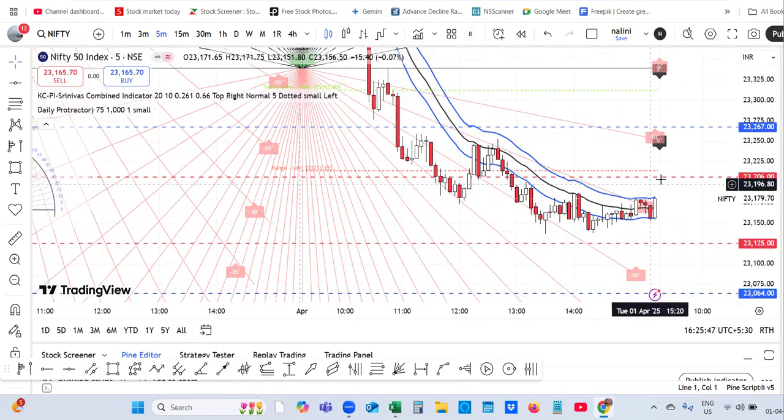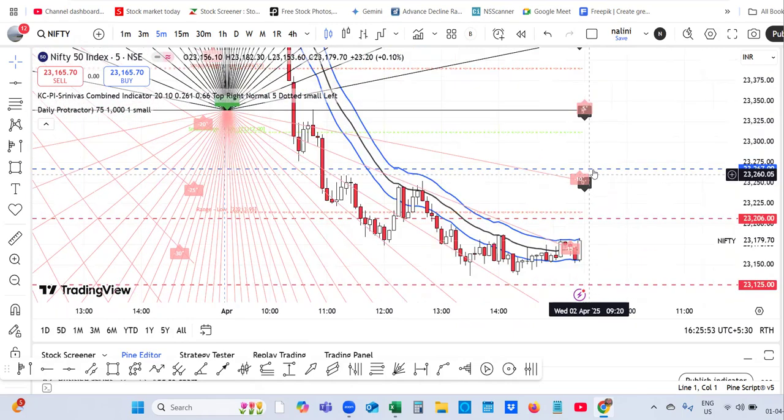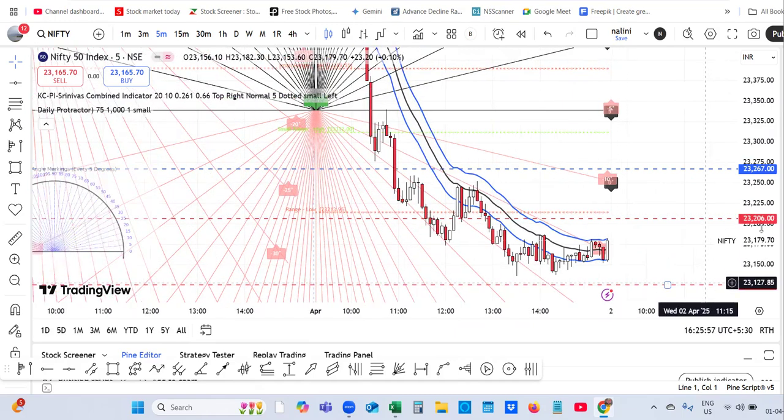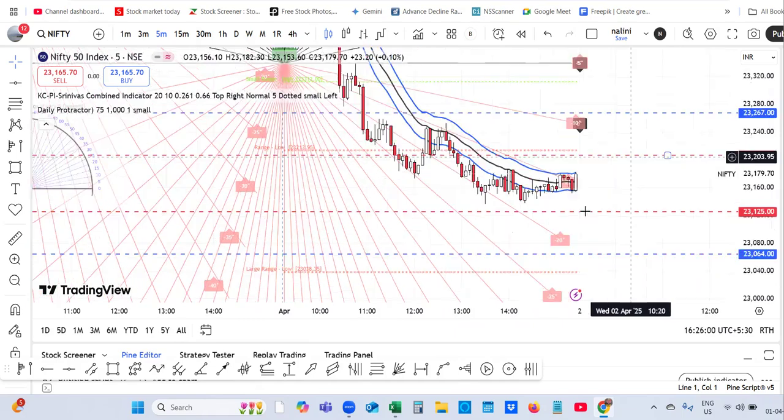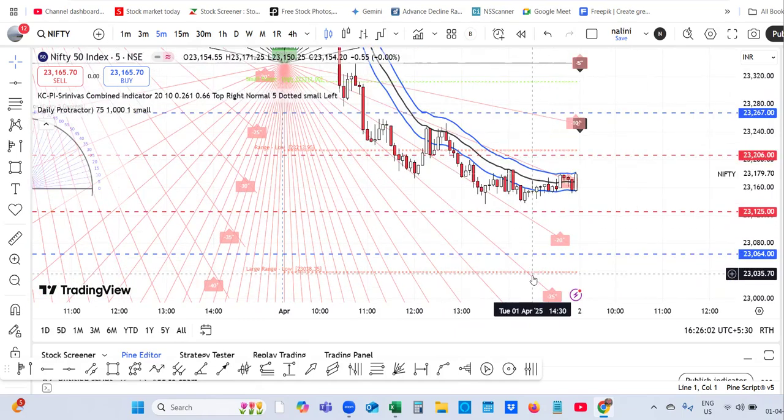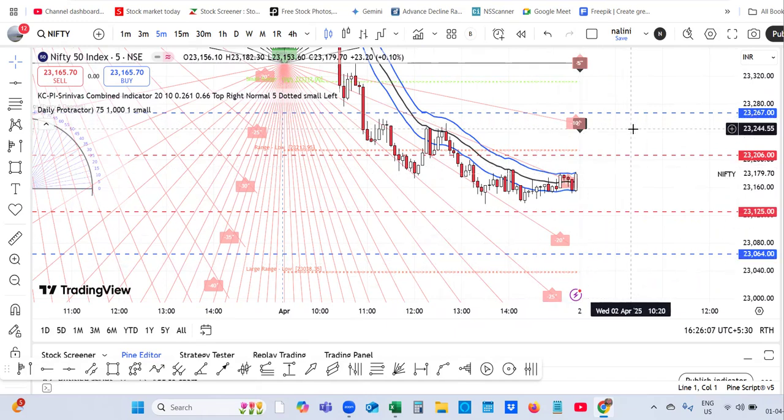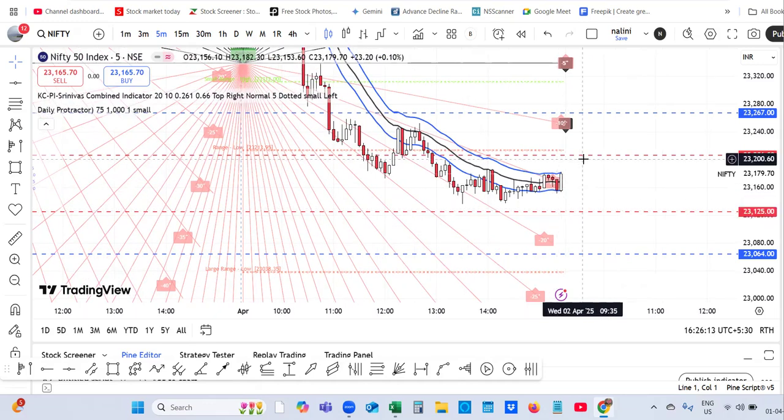So the price has to move. If it has to go above 0 degrees for positive, the price has to travel above 23,265. And this is all negative degrees. You can see we are in the negative territory. The 0 degree is 180 degrees here, and price is here. So these are the two resistance dotted lines. Let me hide this protractor.